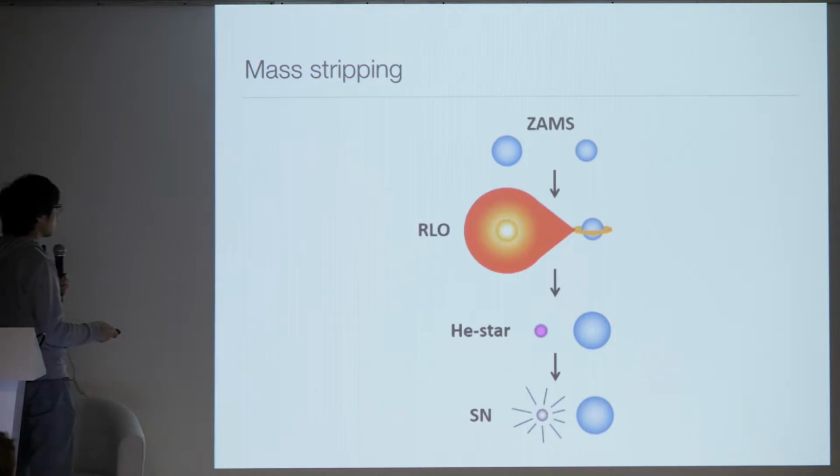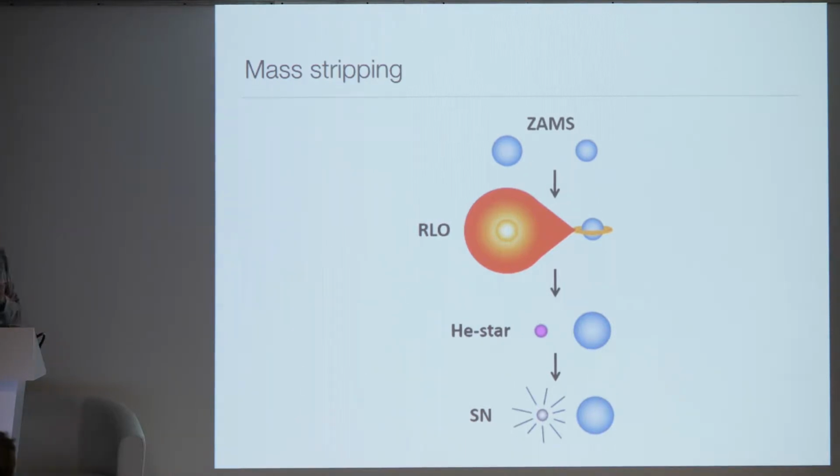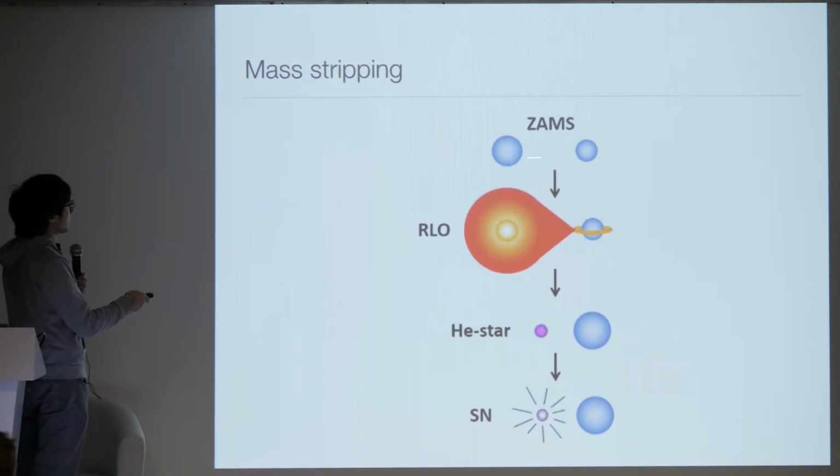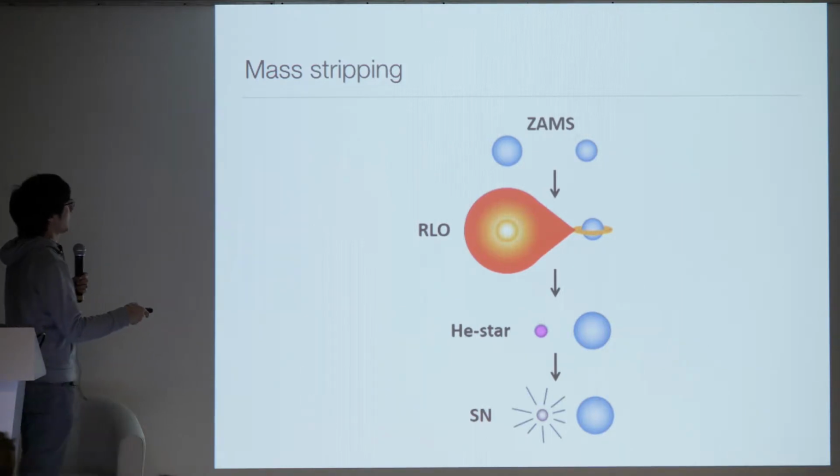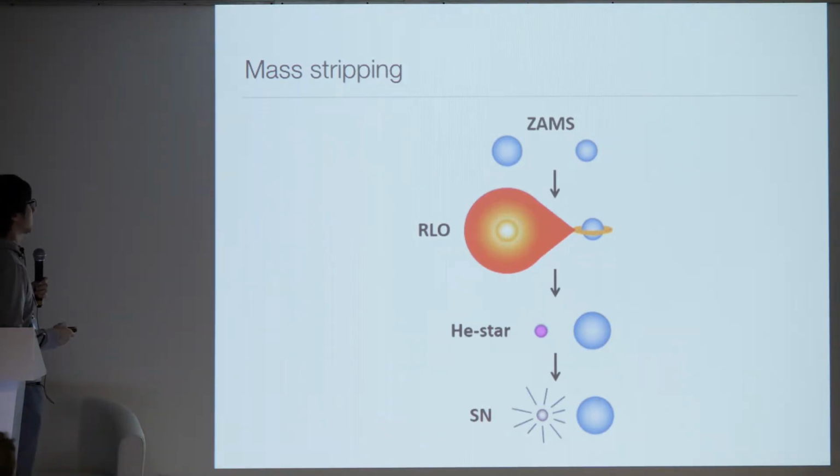So this is a schematic picture of binary stellar evolution. Let's say there's a binary system, and one star is more massive, and there's the other star. The more massive star evolves faster and expands early, and then fills its Roche lobe, and the mass can be transferred to the other star. That will lead to mass stripping. So this star is just expanding, but because of the existence of the other star, the mass is lost from this system.